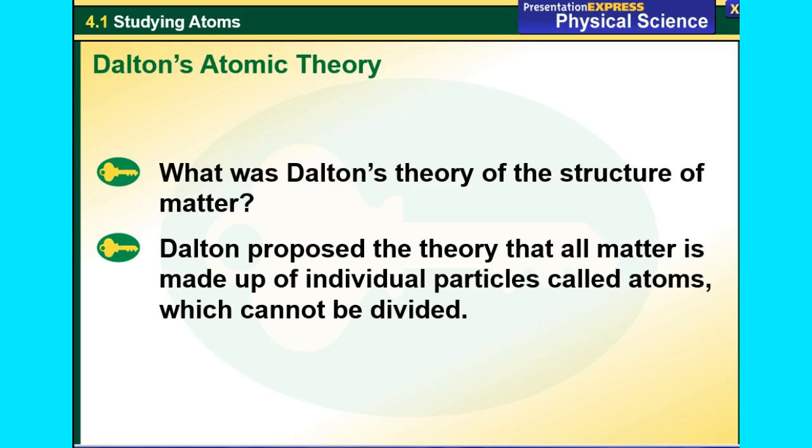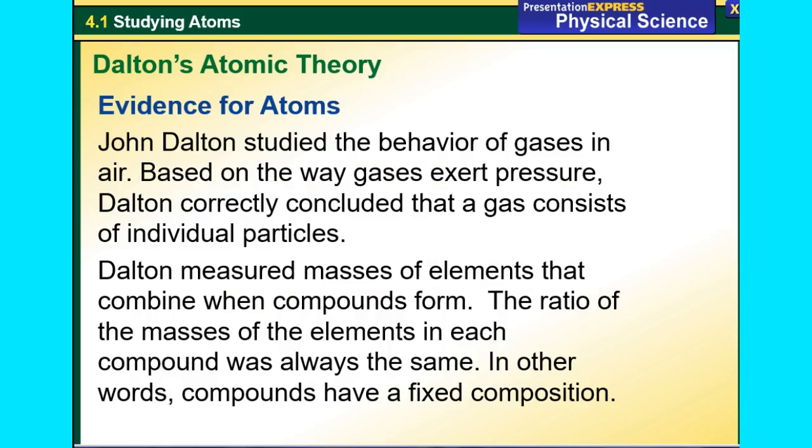What was Dalton's theory of the structure of matter? Dalton proposed the theory that all matter is made up of individual particles, called atoms, which cannot be divided. Evidence for atoms. John Dalton studied the behavior of gases in air based on the way gases exert pressure. Dalton correctly concluded that a gas consists of individual particles.